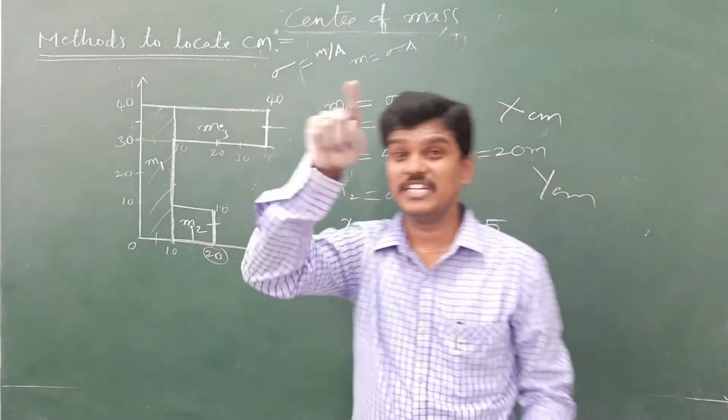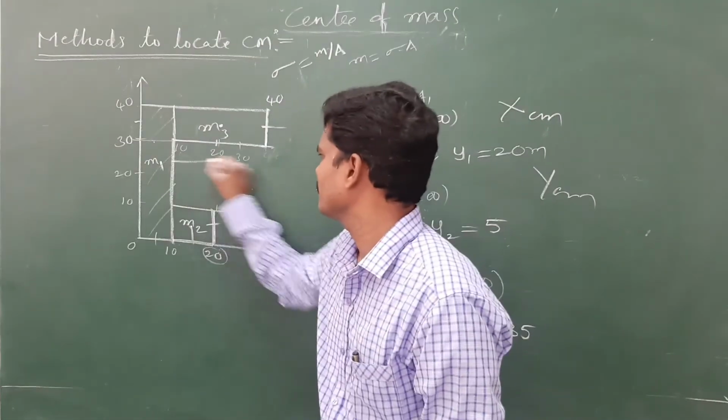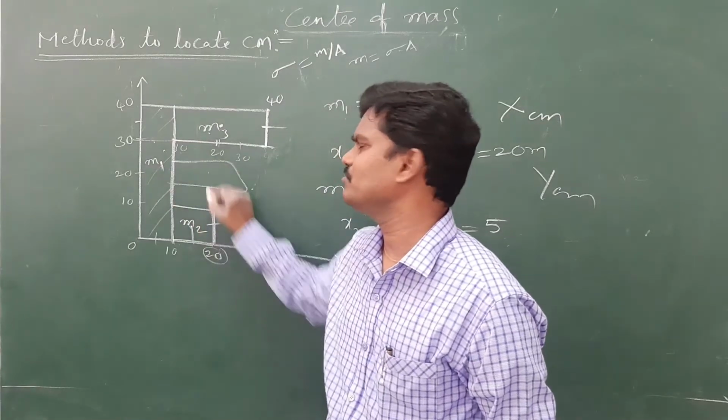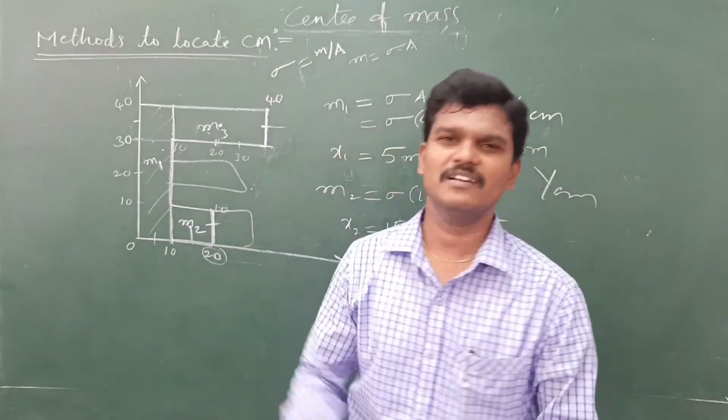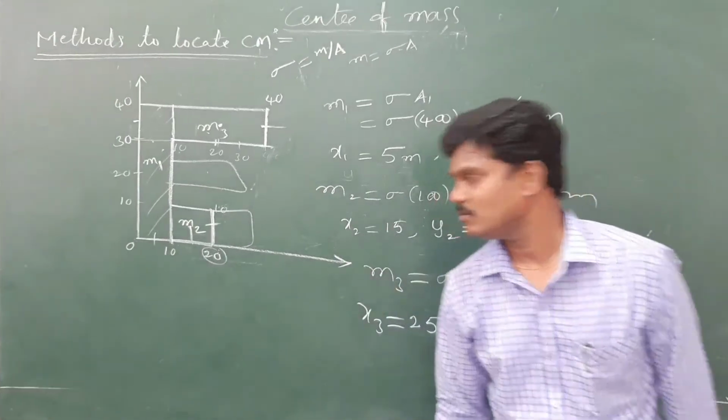They may give you an E type of shape, like this shape. Take M1, M2, M3, M4. Some calculation is lengthy, that's it. But follow the process. Note it down.